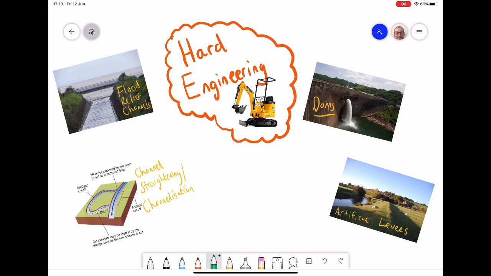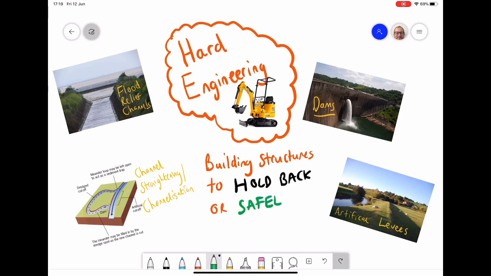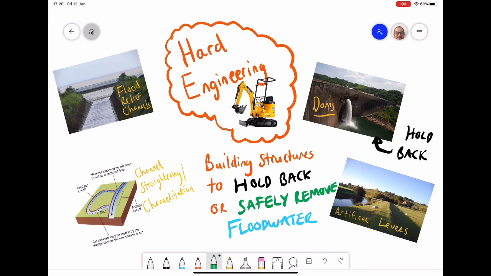One of the main branches is something called hard engineering. This is where we use construction. This is where we build up structures, and we do this so we can either hold back or we can safely remove any of the flood water that has been created. In terms of holding back the water, we have examples of hard engineering which would include dams and levees.